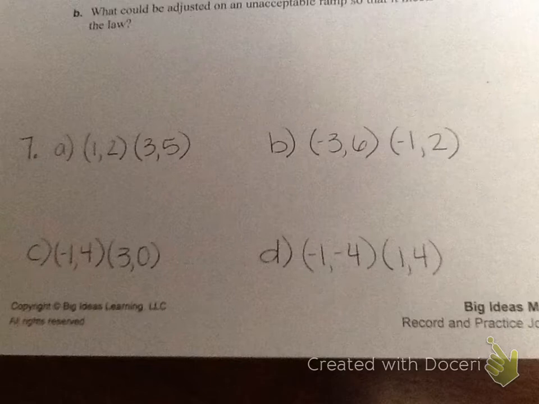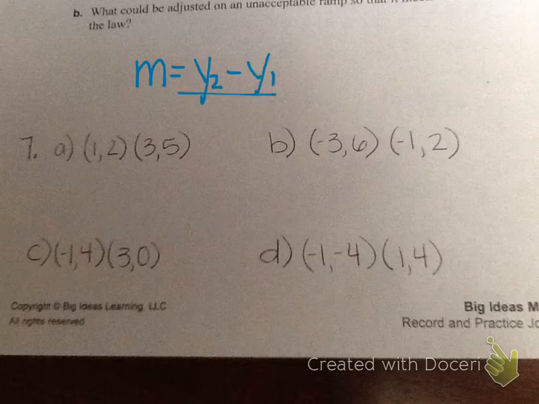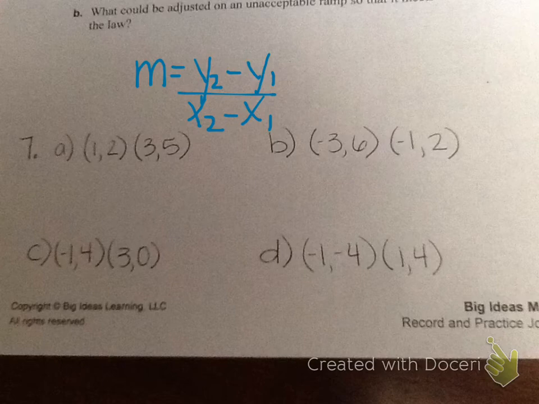All right. 7, A, B, C, and D are 4 problems for you to try for homework. Remember, you're doing slope formula, which is y2 minus y1 over x2 minus x1. See if you can figure those slopes out.